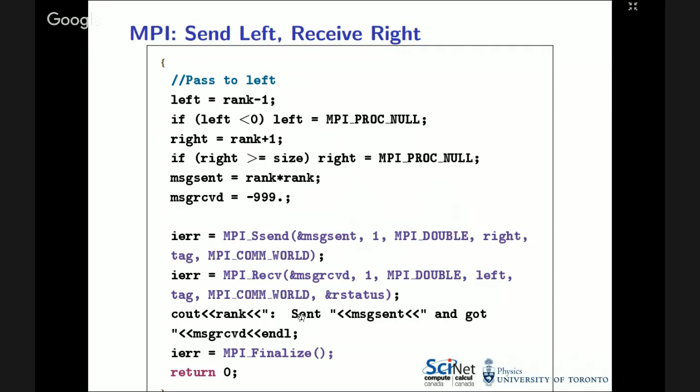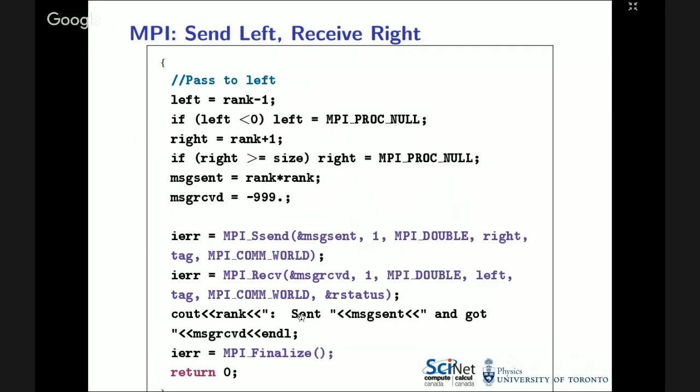We know it's not existing, so we're just going to set that flag to null. And then on the other end, we're going to set it to null as well, because it's greater than the number of processors we have. So that's just to take care of these endpoints, right? And you can imagine when you start doing boundary conditions, this could be useful. But we don't have to write these MPI codes any differently. We can just use the same thing.